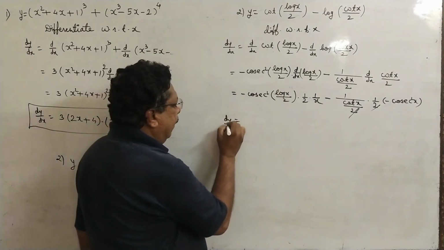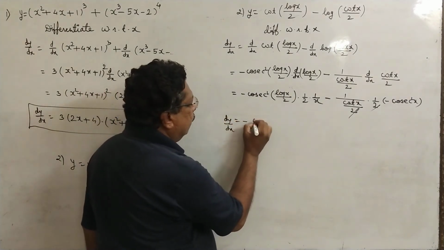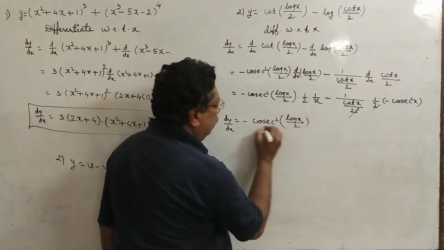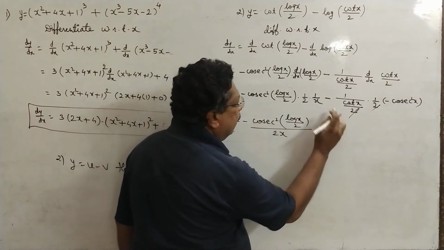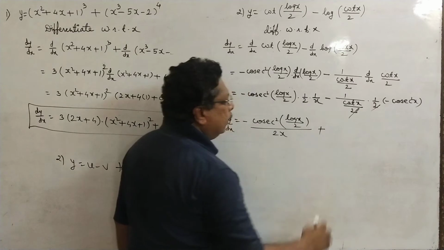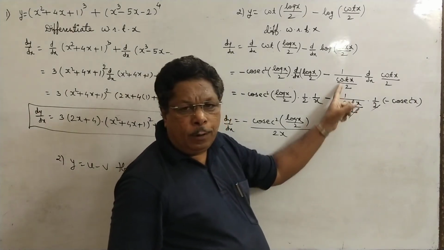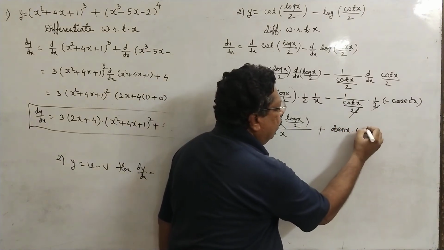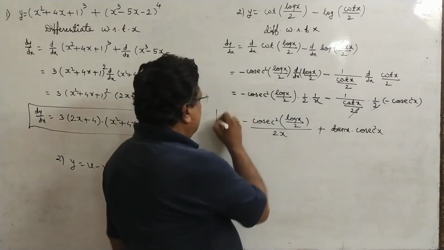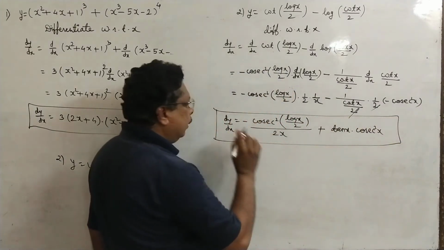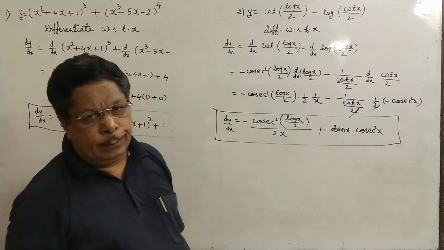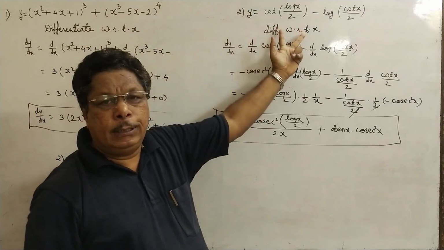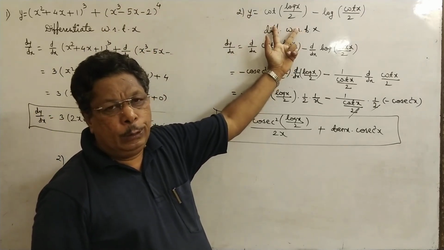The required dy by dx is equal to minus cosec square log x upon 2 divided by 2x. Minus into minus is plus. 1 upon cot is tan. 1 upon cot x is tan x into cosec square x, which is the required dy by dx of the given function. The first one is in addition form, addition of two functions. The second one is subtraction form, u minus v.